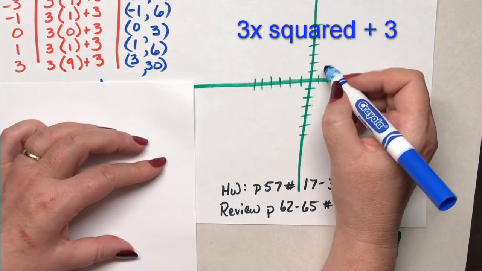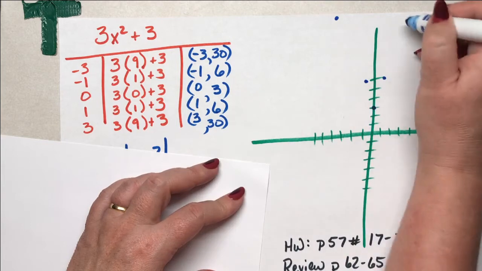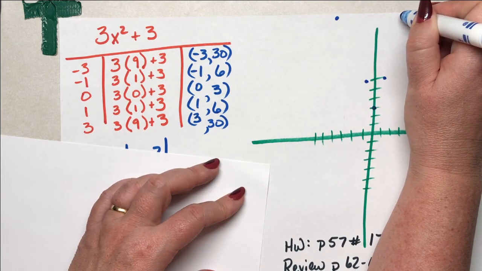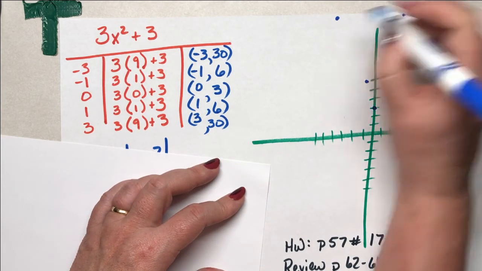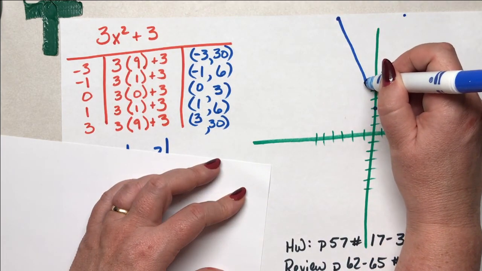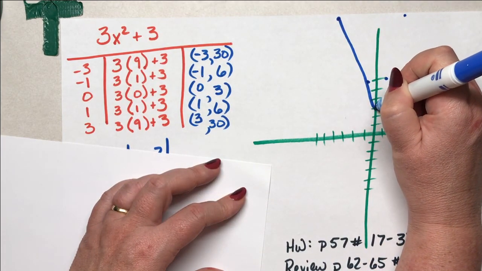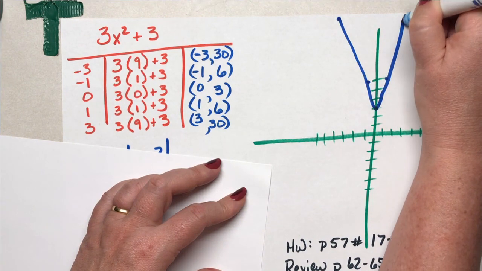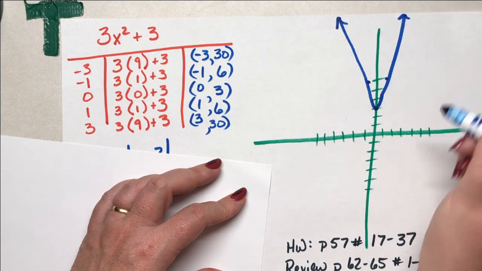When we graph these, and our last one, 3 and 30 is way the heck up here somewhere. And because this is an x squared, we know this is a parabola. So as we graph it, we're going to bring it into a curve with arrows on both sides.